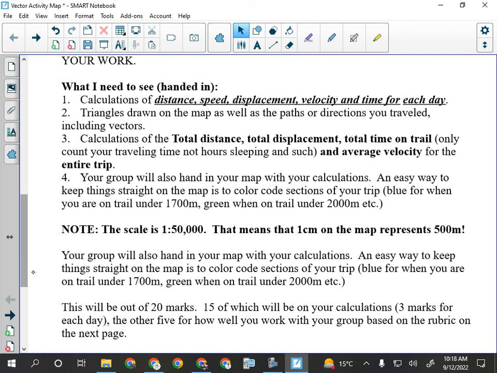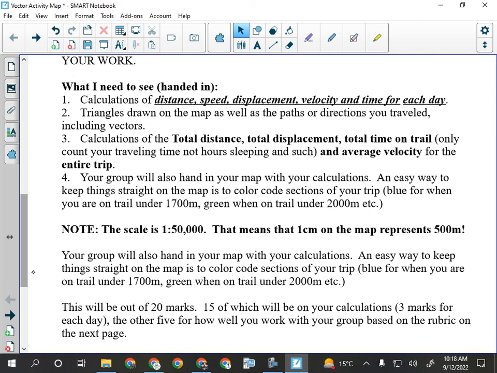Now, you're doing this with a group, so find a way to break up the work. Maybe get one person this day, one person that day, or maybe one person does all the triangles. You decide what works for you. Just make sure everybody's got a job. Don't let anybody freeload.